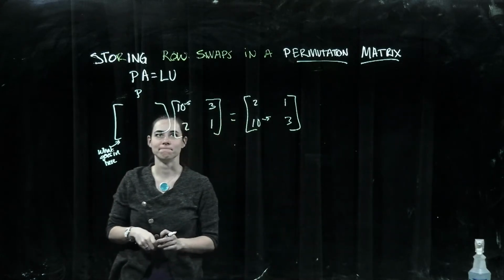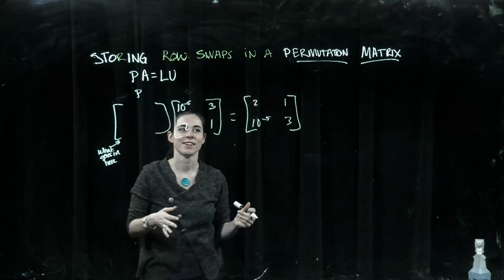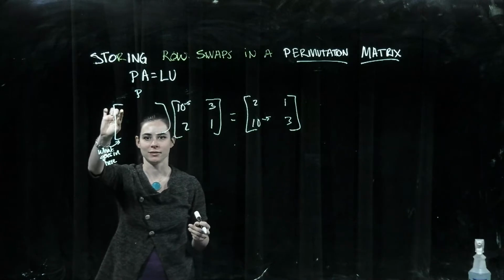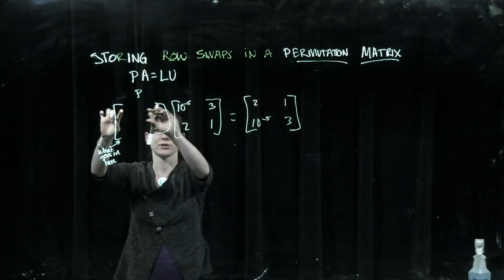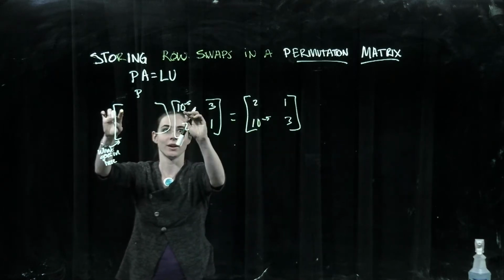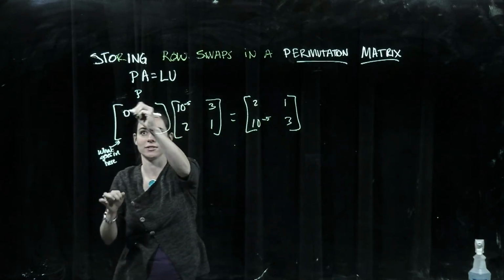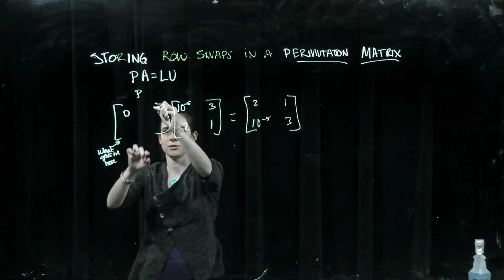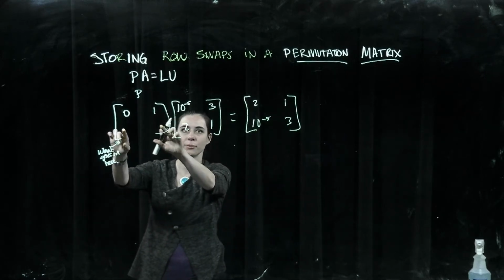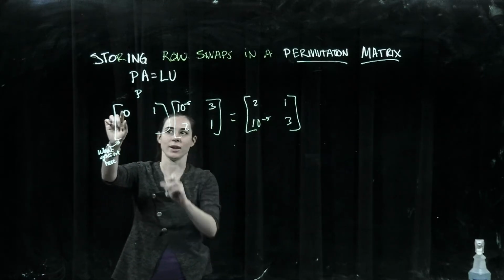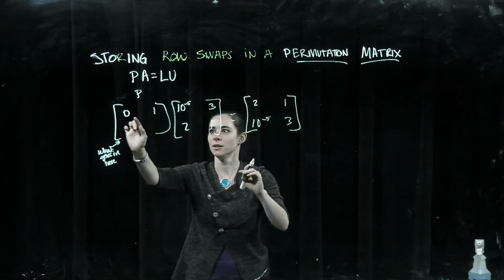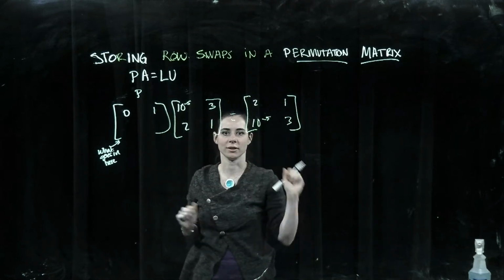Hopefully you've come up with this. Basically, in this first entry, we want this row times this column to give us 2. So we don't want to grab this 10 to the negative fifth, so that's 0. We do want to grab this 2, so we're going to put in a 1. And for this row, to give us this entry, we have 0 times 3 plus 1 times 1 gives us 1.